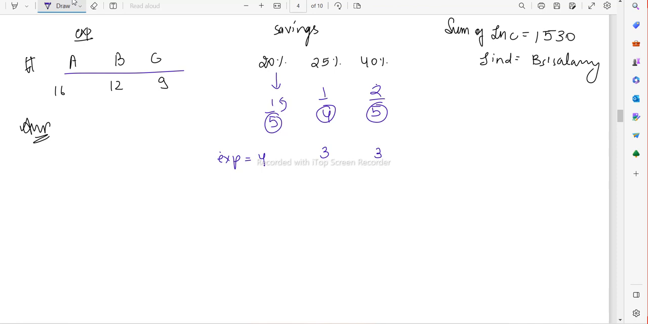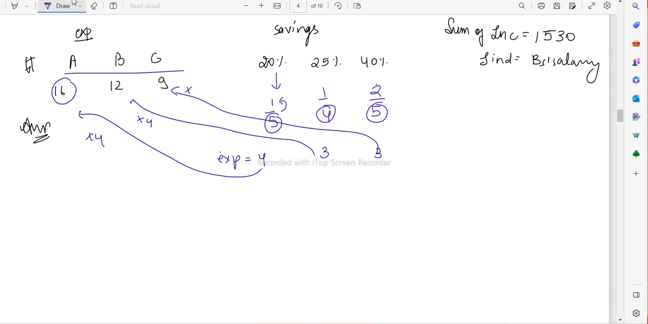Now, what we'll be doing is, you have to compare it to these ones. If I see the expenditure here, this one is 4 times, this one is 4 times, and this one is 3 times.